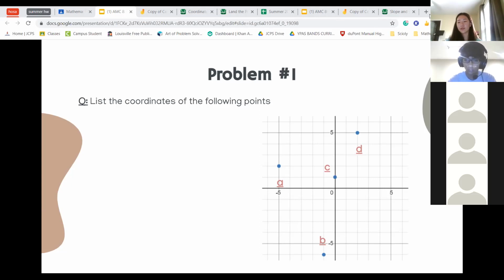Okay, I think we got a lot of answers, so we'll just go over them now. So the answer was, A was -2, -5. I think a lot of you guys got that. And then B was -1, -6. So maybe you counted it wrong a little. I think I see a couple people doing that. And then for C, the point was 0, 1. And then for D, the answer was 2, 5. So good job if you guys got that right.